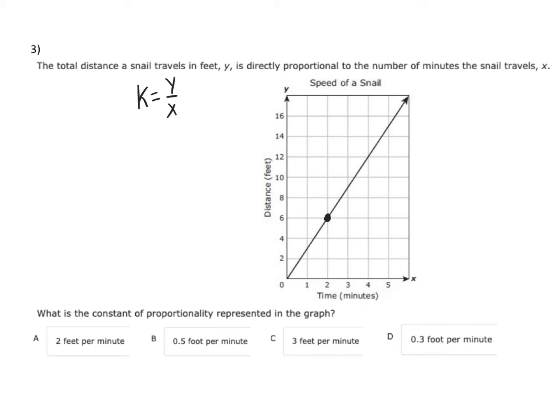So we're going to plug in those numbers. Y is 6, x is 2. So we get 6 over 2. Now that is just a division problem, top in, bottom out. 2 goes into 6 3 times, so our answer would be 3 feet per 1 minute.